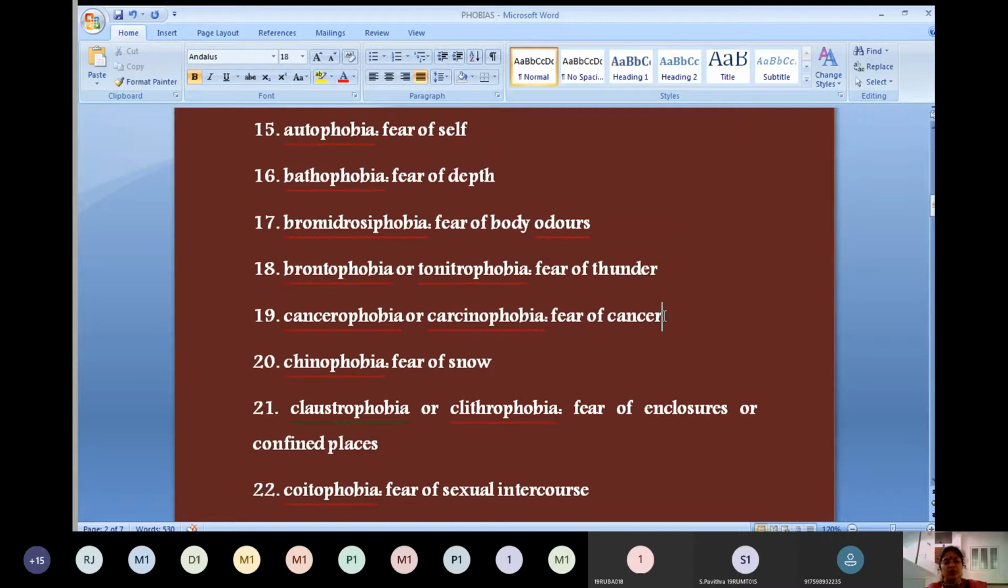So carcino means cancer. So carcinophobia means fear of cancer. Then chinophobia means fear of snow.